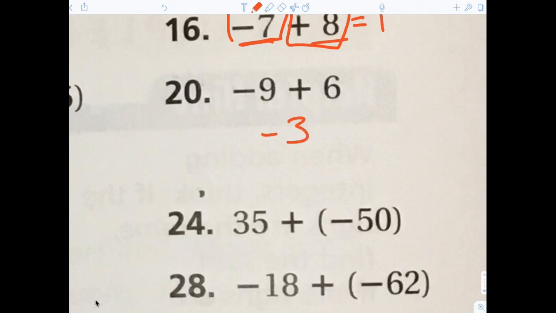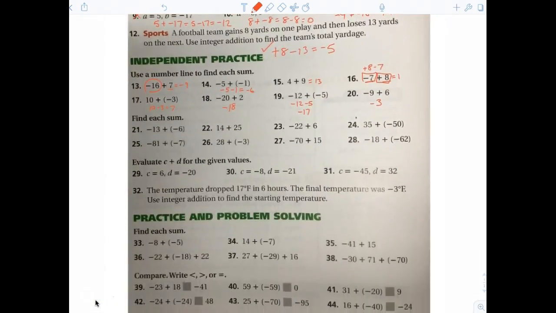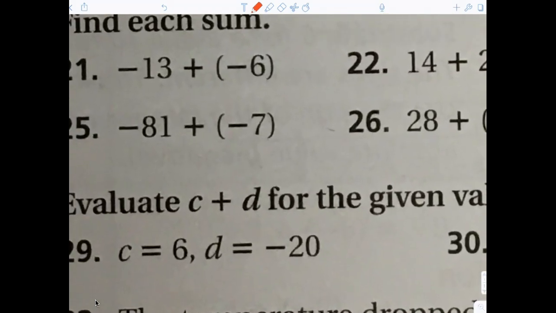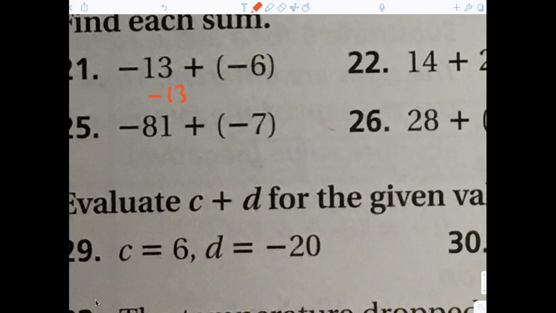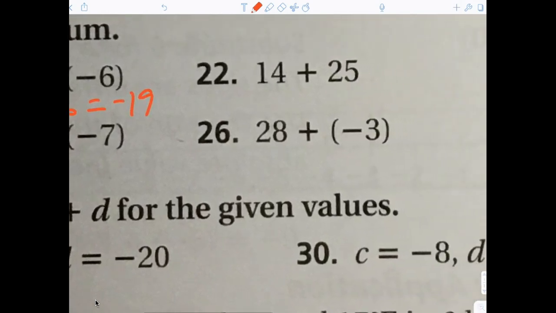Negative 3. Carly, are you still good? All right, please tell me, Carly, if you're not sure about something. You hear me? All right. Gavin, you tell me, buddy. You're up, 21. So we would write this as, again, negative 13 minus 6. Negative 19. Good job, buddy. Very good. All right, I'm feeling good about this now.